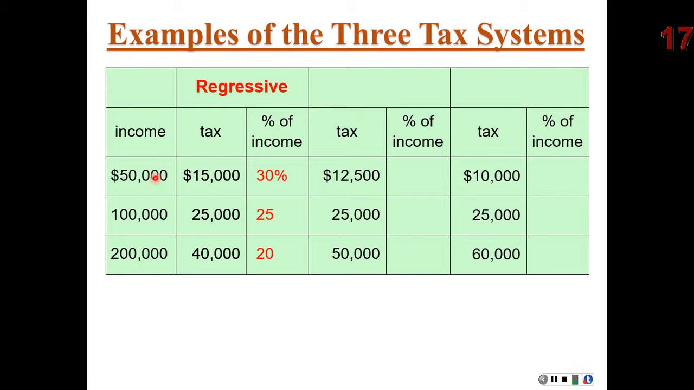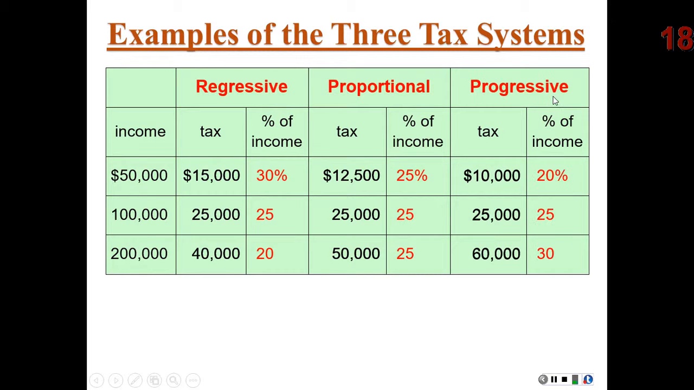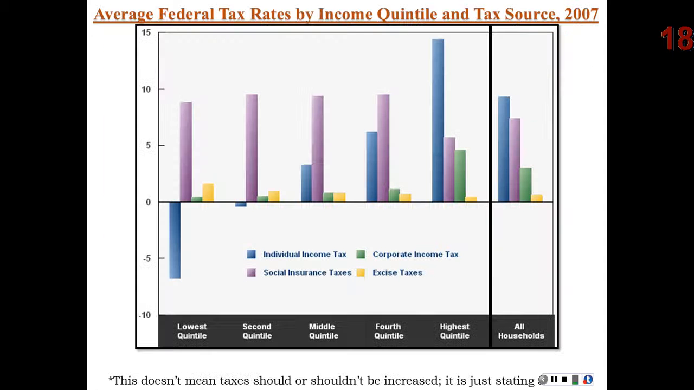Now, what about the second tax system? This person, $50,000 of income, is paying $12,500 in taxes. Right? That would be 25%. 25,000 again divided by 100,000 is 25%. 50 divided by 200 is also 25%. Each person, regardless of their income, is paying the same percentage of tax. That's a proportional tax. And this last one, 10,000 divided by 50 is only 20%. 25 divided by 100 is 25%. 60 divided by 200 is 30%. That is a progressive tax. As incomes are going up, tax rates are going up as well. And so that would be a progressive tax.